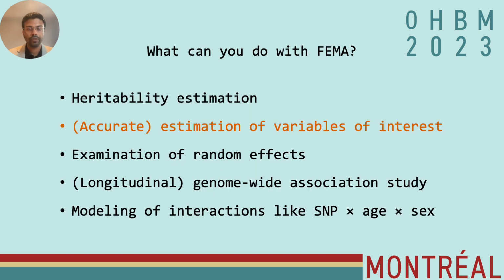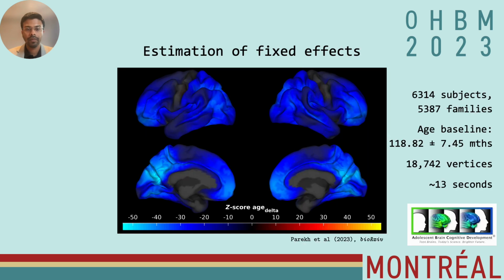The other thing that you could do is, of course, as we've already discussed, the accurate estimation of various variables of interest. For example, in this particular analysis, we looked at the ABCD dataset across the 2 time points and asked the question, how does cortical thickness change as a function of aging? The map here shows a vertex-wise analysis where we looked at the change in age and how that affects the cortical thickness at each of the vertices.